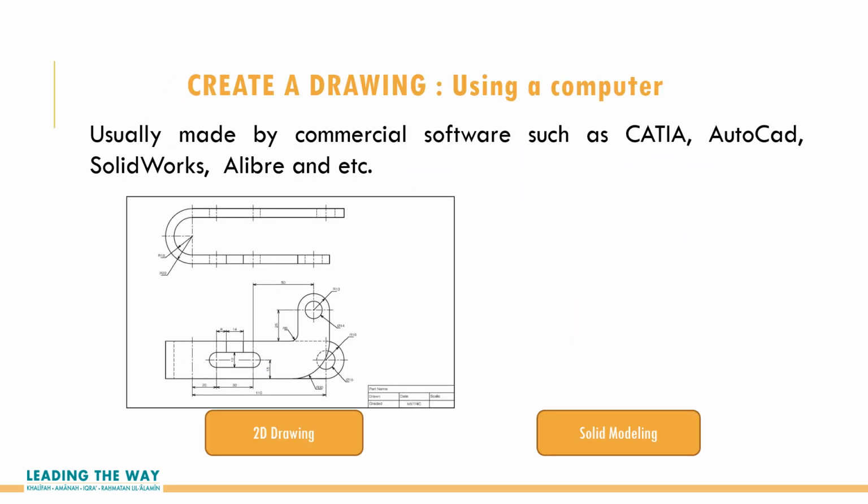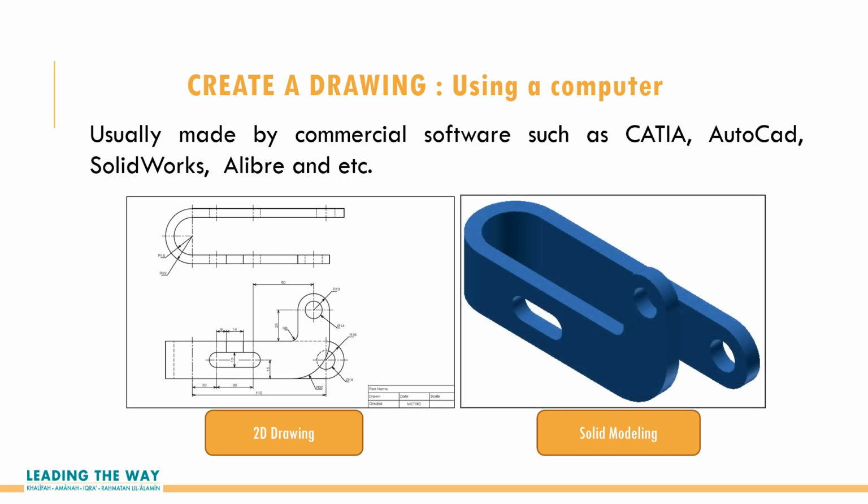However, nowadays people are shifting from manual technical drawing to a more modern way, which is by using the computer. Usually it will be made by commercial software, for example, CATIA, AutoCAD, SolidWorks, Libre, and etc. There are a lot of software out there, and these are the drawings that we are able to draw using the computer. So this is the 2D drawing, and the right one is what we call the 3D drawing, or we call it solid modeling.